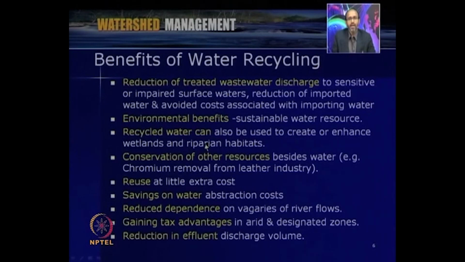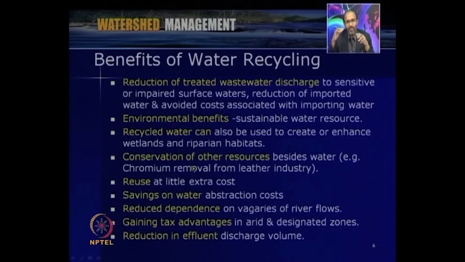Then recycled water can also be used to create or enhance wetlands and riparian habitats. So we can use this treated recycled wastewater, especially to recycle water to wetlands. We can discharge to wetlands, and then some way of cleaning process will be taking place within the wetlands itself. Then conservation of other resources besides water, like we can remove chromium from the leather industry, then reuse at little extra cost.